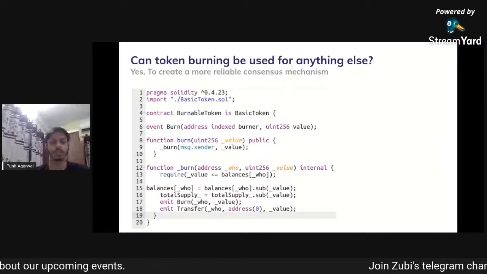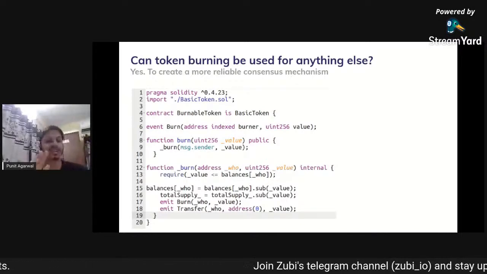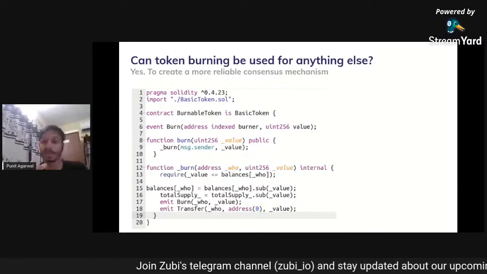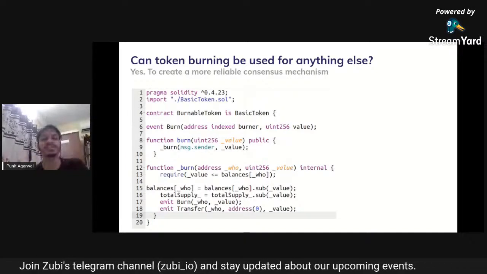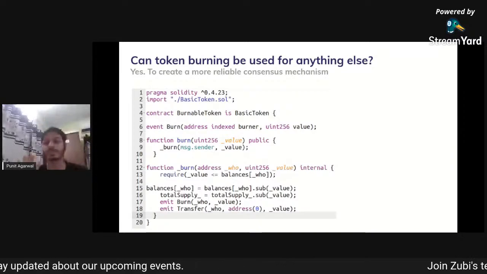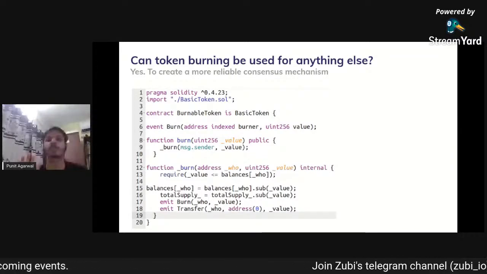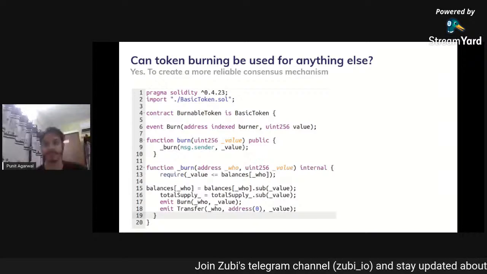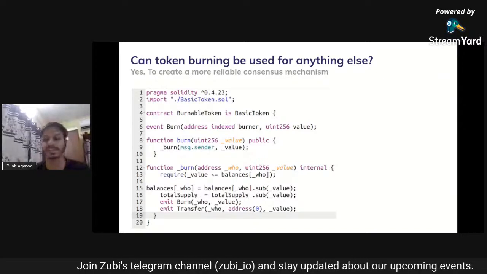So this was all about the topic, guys, wherein we have understood the token burning concept. Why do we do that? How exactly companies achieve it, and how we can create this particular function for burning the tokens. So this is all from my side, guys.